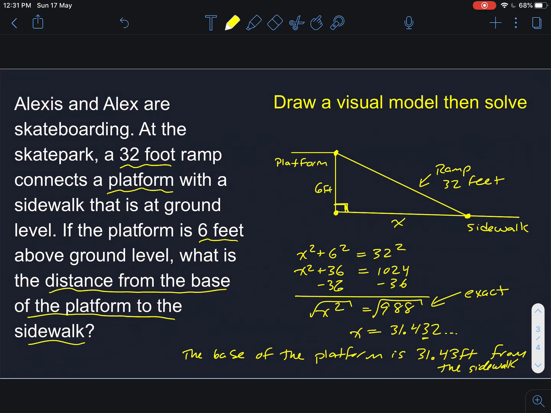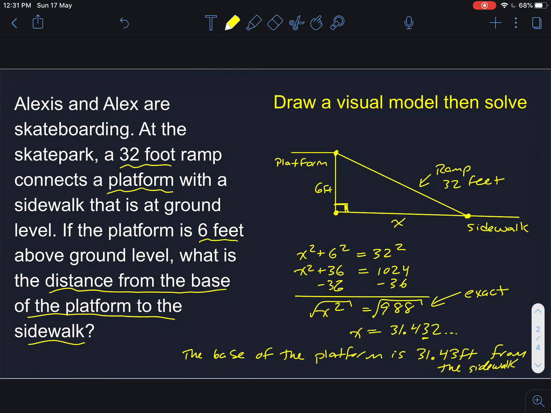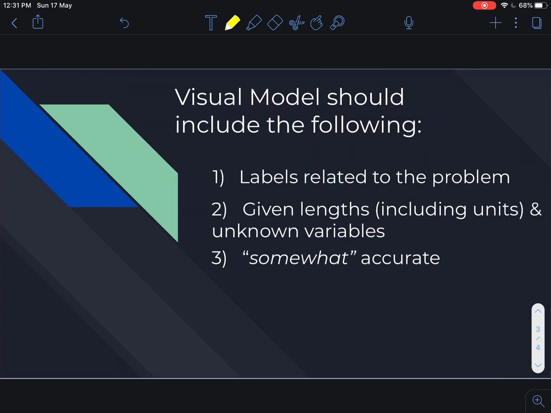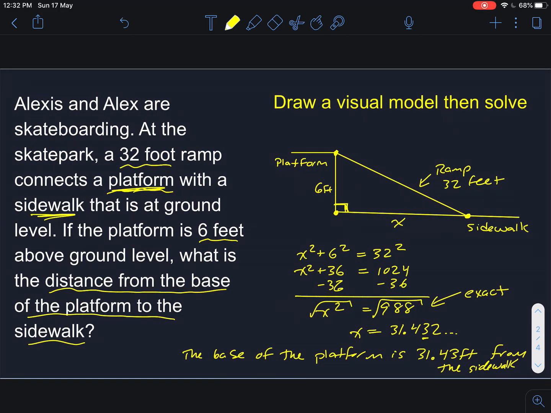So, in conclusion, what you need to do when you do the visual model is make sure that you label it, related to the problem. When I say related to the problem, I mean we're using the same language: platform and sidewalk, all that. You also want to make sure that you put in the given lengths, including the units, and an unknown variable for what you're trying to find. And you want it to be somewhat accurate. It doesn't need to be perfect. You don't need to get a ruler out and draw it perfectly to scale. But on this one, clearly the 6 is shorter than 32.